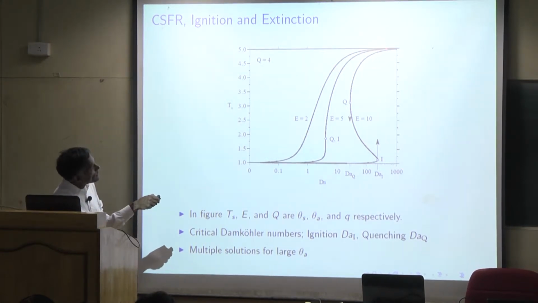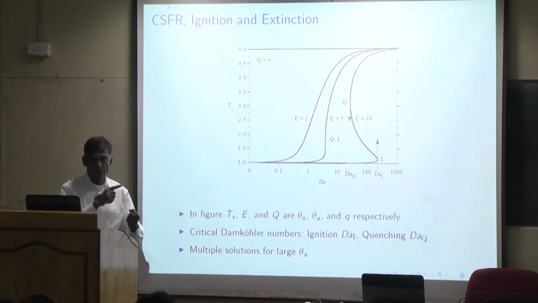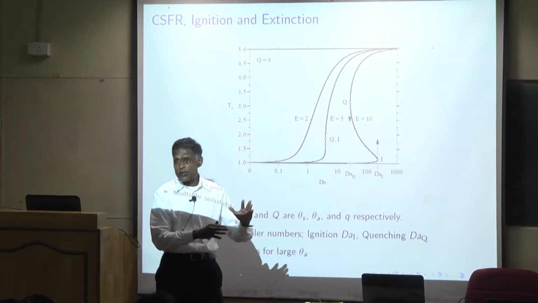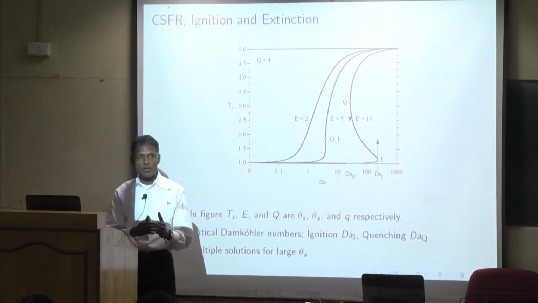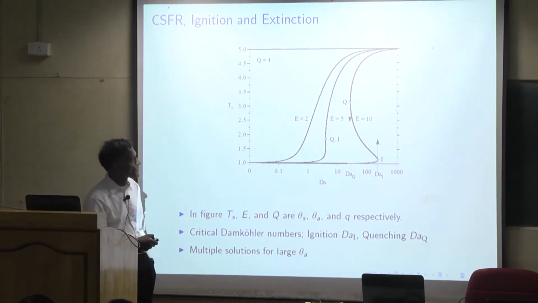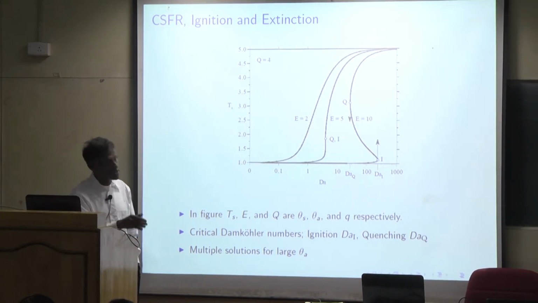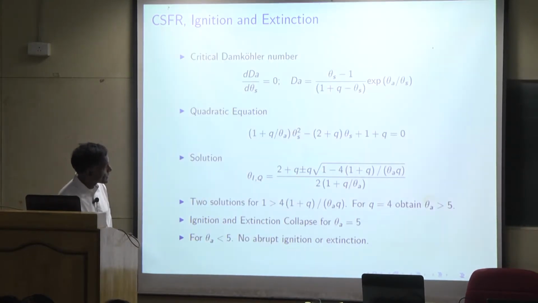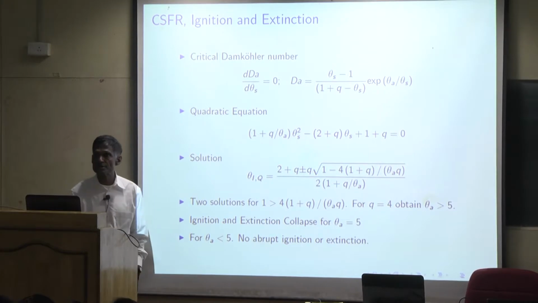A system which has low activation energy does not have that. So the key point here is the activation energy must be large for systems to exhibit ignition and extinction phenomena. It's not the large Damkohler number; it's a large activation energy. And this is a very important point. So now we established that, and we established from this that theta has to be large, greater than 5, to exhibit that. If it's less than 5, then you do not get abrupt ignition or extinction.